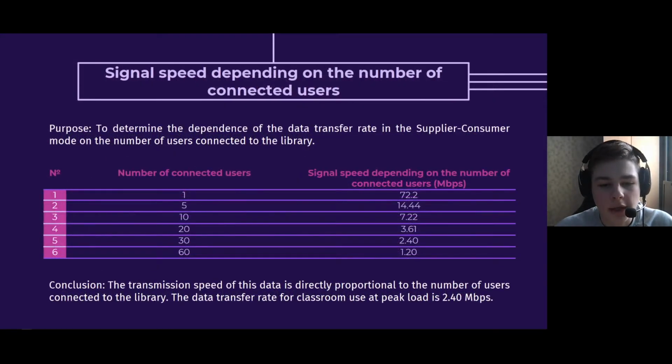The purpose of the next study is the dependence of the data transfer rate in the supplier-consumer mode on the number of users connected to the library. Conclusion: the transmission speed of this data is directly proportional to the number of users connected to the library. The data transfer rate for classroom user peak load is 2.40 megabit per second.